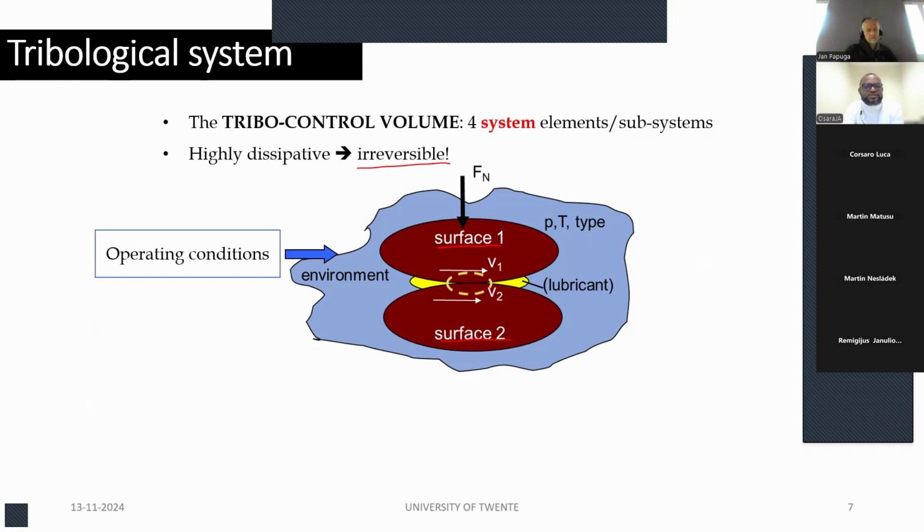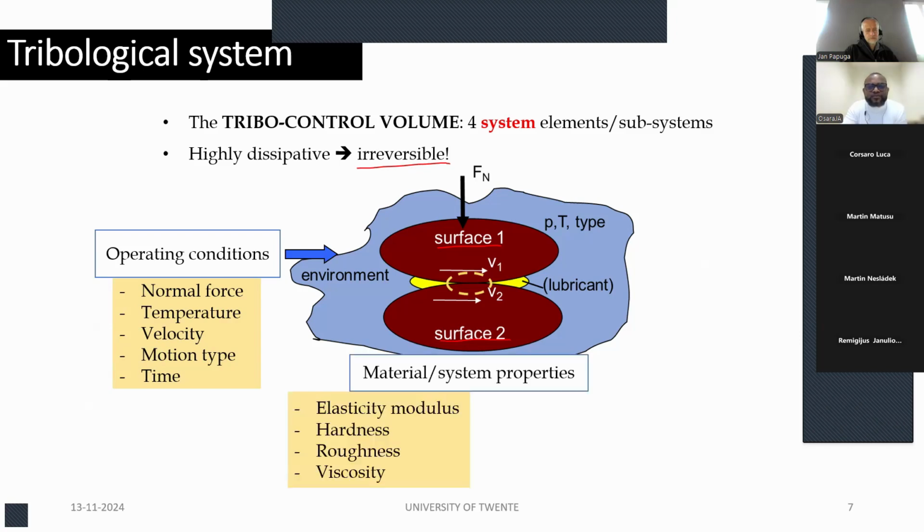To characterize the tribological system, we need the operating conditions. We need to know what's going on, what load we are subjecting the interface to. So we would need to know things like normal force, temperature, velocity, and time, which we use to calculate things like the sliding distance.